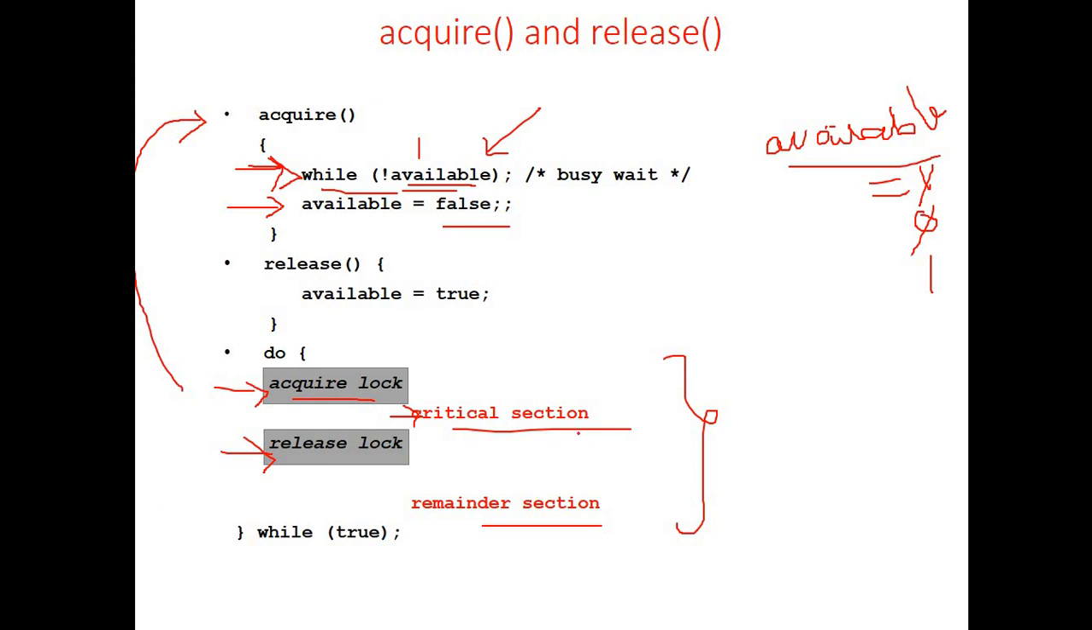Once the process completes its operation, it has to release the lock. In order to release the lock, it will call the release function. In this release function, the process will change the lock variable, that is the available variable, to true. Previously it was false, now it is changing to true. So once the lock variable value is released, the process will go to the remainder section. In this way, acquire and release functions are used to perform process synchronization.